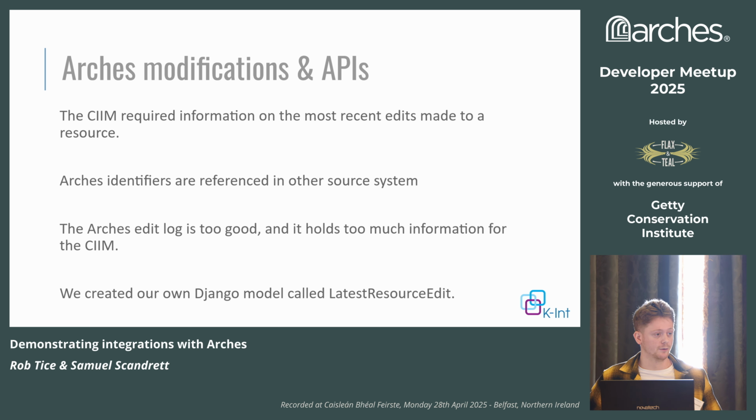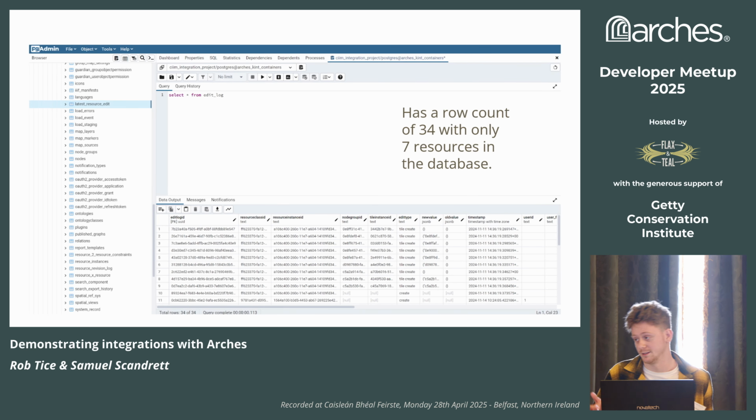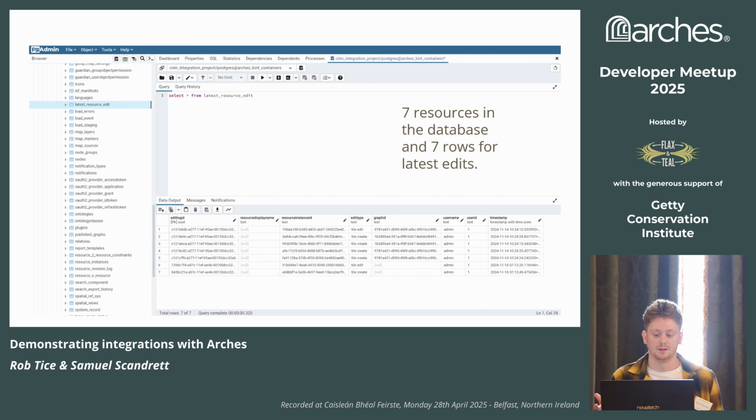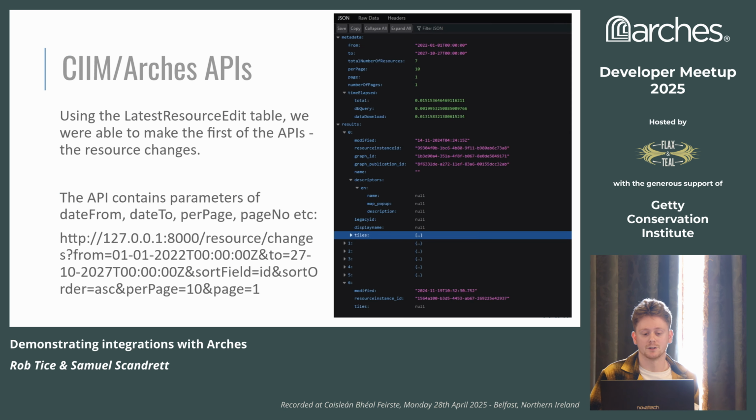So we created our own Django model called the latest resource edit. As most people are aware, for 7 resources the edit log contains about 34 rows. This includes the system settings, but with ours, we just need those 7. We can see here that it's got tile edits and tile creates, and this is what Sim needs to hear from. So we then created an API so that Sim could communicate. Again, this just uses the latest resource edits table. There's a bit of a JSON structure there to see what it actually looks like.